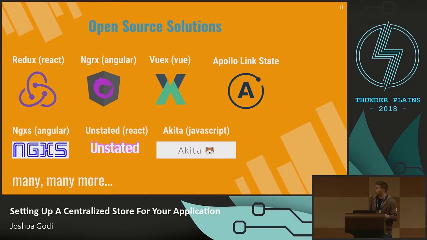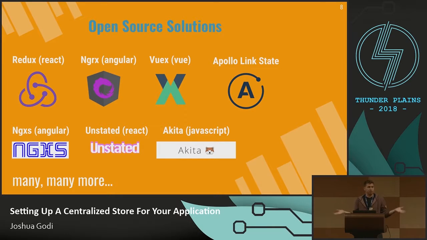There's also, in the Angular land, another solution called ngXS. It doesn't really follow the same Redux pattern. In the syntax, there's a lot less boilerplate code. The syntax feels a lot more Angular-like. There's more annotation-based when you're grabbing your data from the store and things like that. In React land, there's Unstated, which uses the new React context API, which is pretty neat.